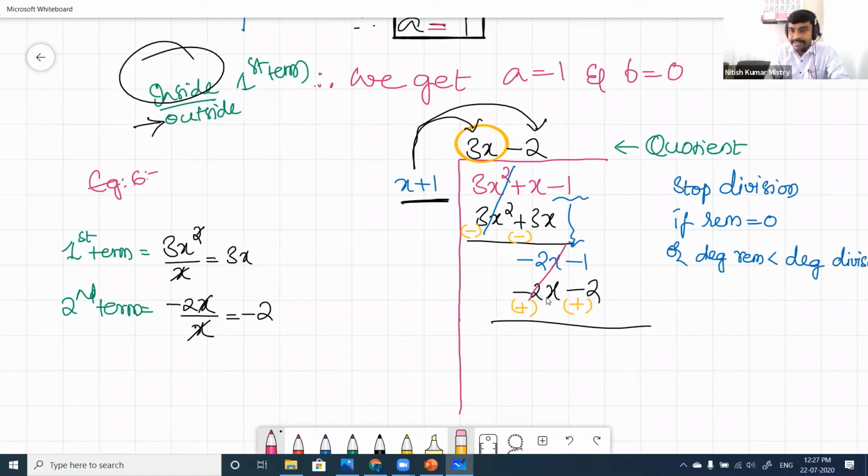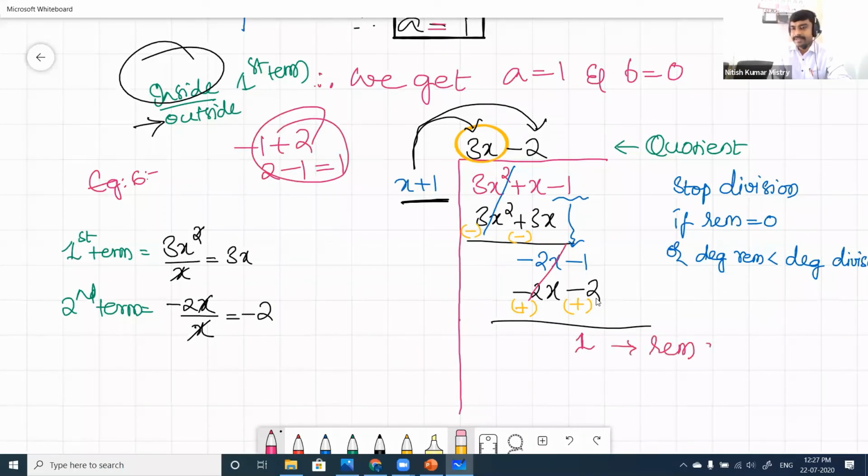Next we have minus 1 and plus 2. Minus 1 plus 2. Who is bigger? 2 is bigger. So minus 1 plus 2 is nothing but 2 minus 1, that is 1. So this 1 is the remainder. Please don't get confused. The bigger number is plus, so our answer will be plus, right? So this 1 is the remainder which we are getting. Now the division process will be stopping.